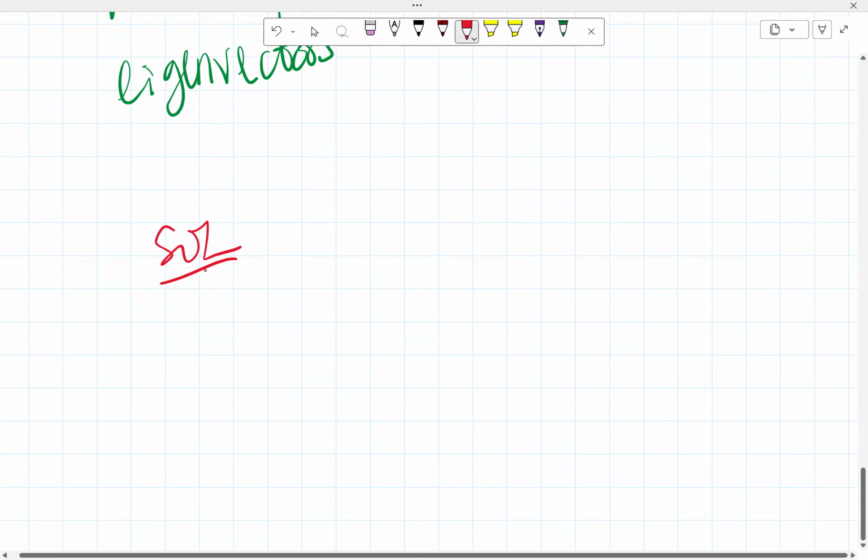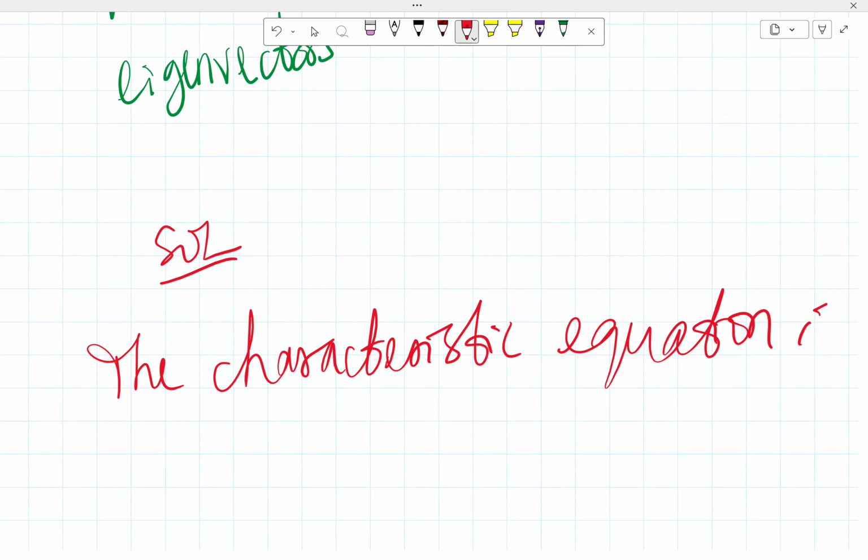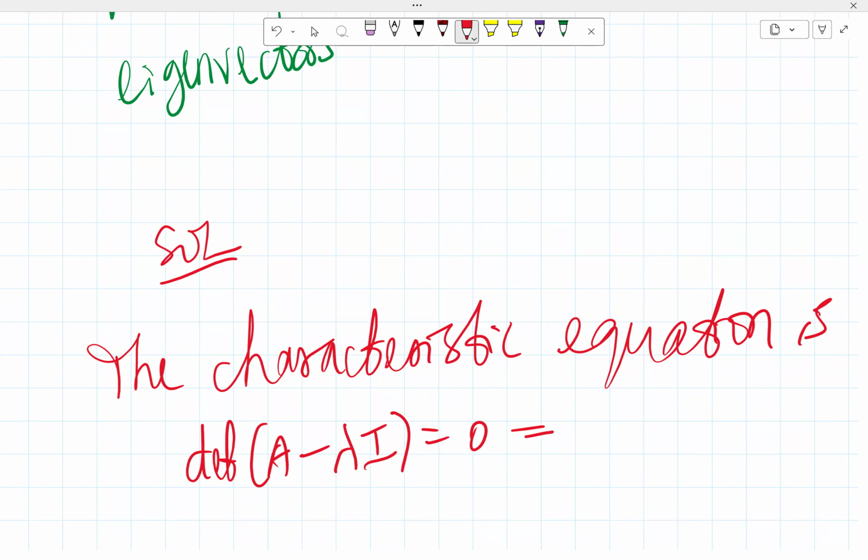So first thing, generally speaking, we know that step one is to compute the characteristic polynomial. So we know that the characteristic equation is the determinant of A minus lambda I equals 0. If you like, that's the same thing as the determinant of A minus lambda I.